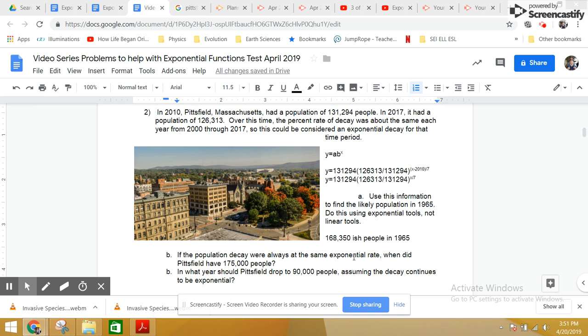Hi, and welcome to the second part of the shrinking town problem. We're going to look at part B. If the population decay were always the same exponential rate, when did Pittsfield have that population of 175,000 people?